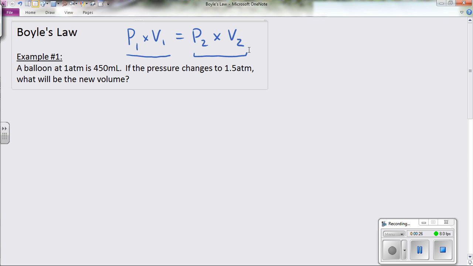So let's go ahead and start with our first example. A balloon at 1 atm is 450 milliliters. If the pressure changes to 1.5 atm, what will be the new volume?